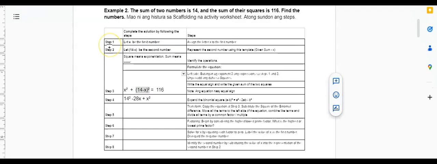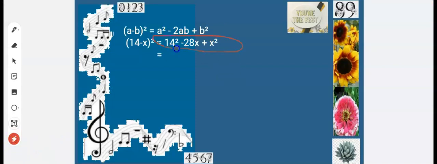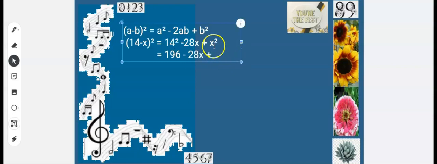In the previous video, we ended by expanding the square of a binomial difference, (14 minus x) squared, and we got 14 squared, negative 28x, positive x squared. To evaluate and simplify further this expression, we know that 14 squared is equal to, yes, 196. So we write 196 minus 28x. Copy negative 28x and copy positive x squared.